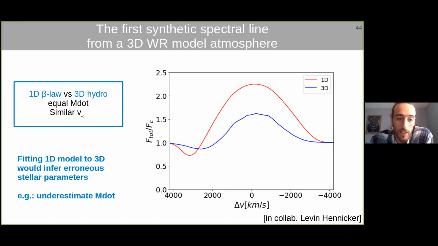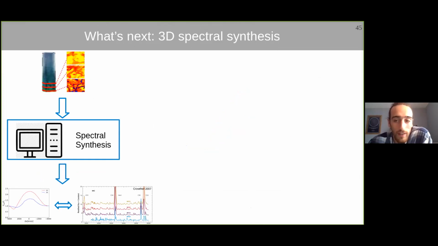And this is true for the mass loss rate, but similar things are true for all other stellar parameters, such as the abundances, radii, log G, and so forth. So these are our results so far. So what's next?